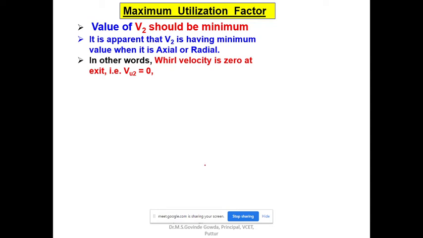Now I am talking about the utilization factor. The utilization factor is given by total energy converted into work done by the total available energy, that is, work done plus losses, which is work done plus V2 square by 2. So the first condition is that for the maximum utilization factor, the value of V2 should be minimum. If this is minimum, our utilization factor will be maximum. That is my first case. Yes or no?